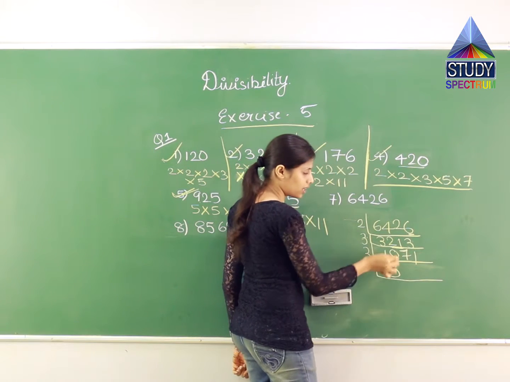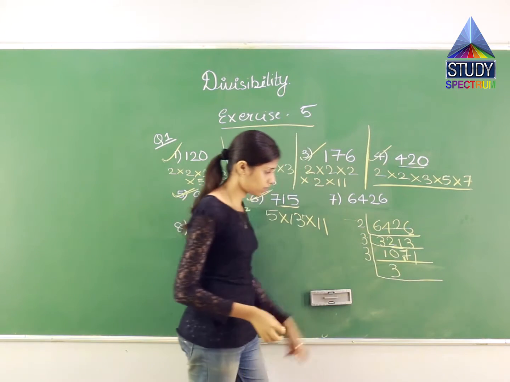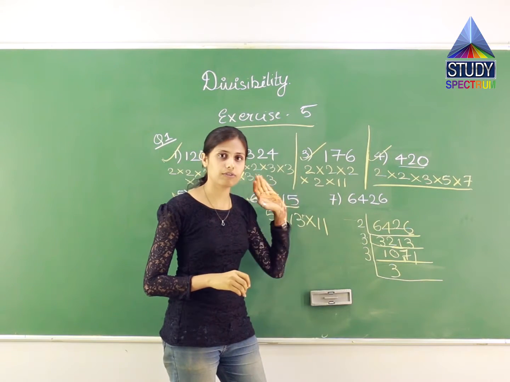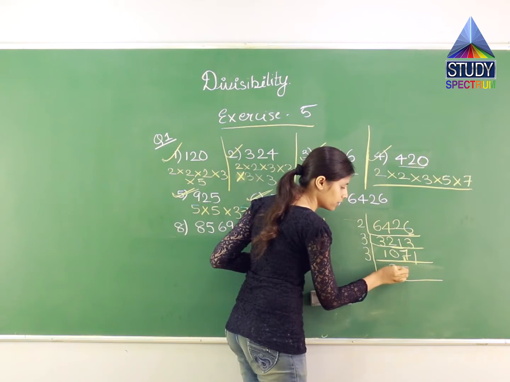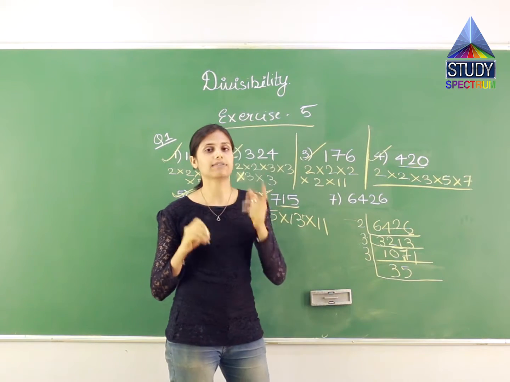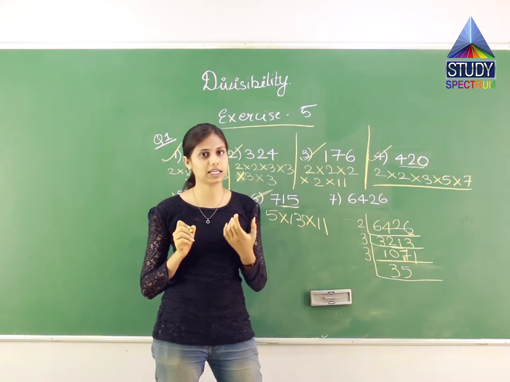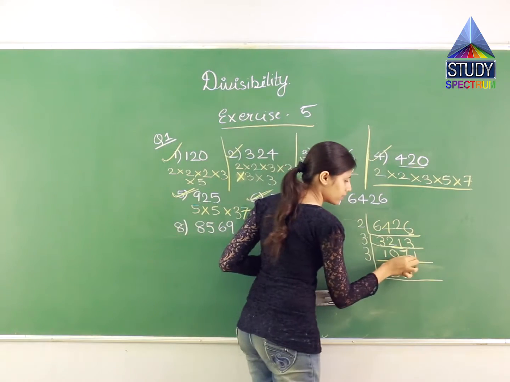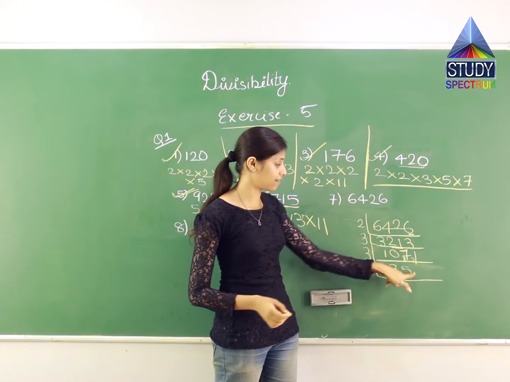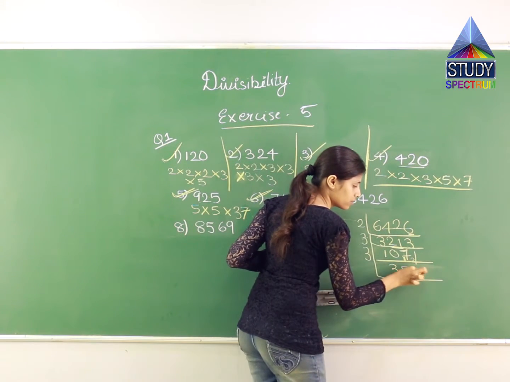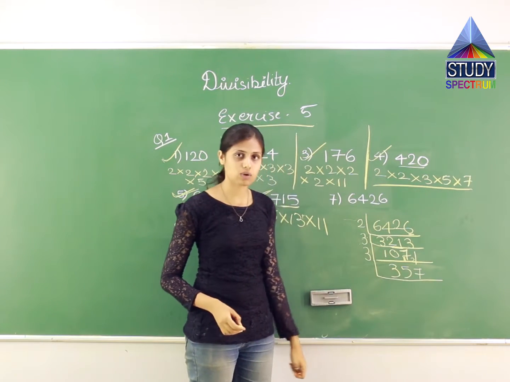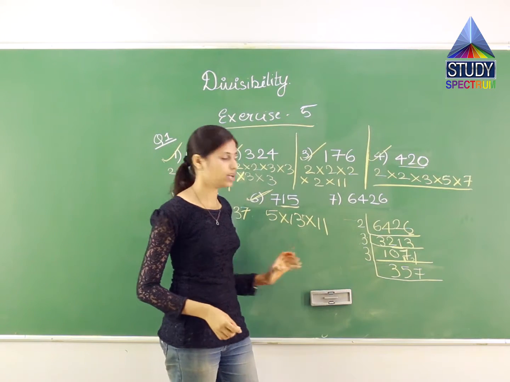3 3s are 9, but over here 10. So I'll write 1 over here. 17. The closest number to 17 is what? 3 5s are 15. 15 is closest to 17. So I can write 5 over here. When I subtract 15 from 17, I get 2. So that 2 I'll write over here. 21. Now 3 7s are 21. So I can write 7 over here. Can you see? So I got 357.